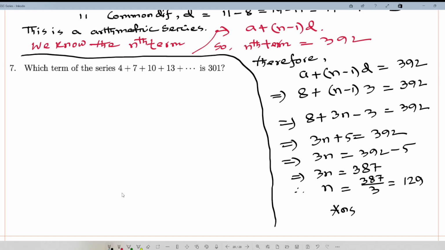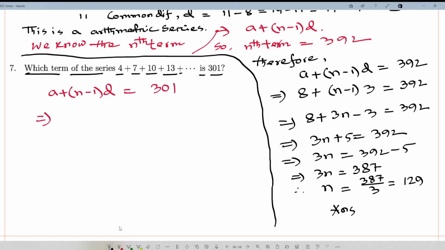Okay, so next question, which term of the series 4 plus 7 plus 10 plus 13 plus dot dot dot is 301? Last question answer and this question answer are totally the same. Here we can write like this: a plus n minus 1 times d equals to 301.